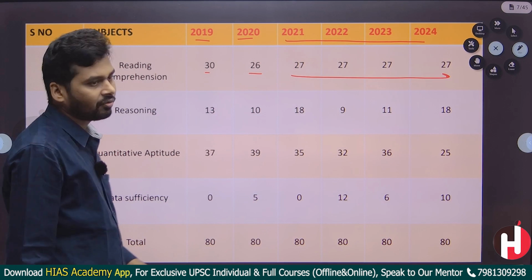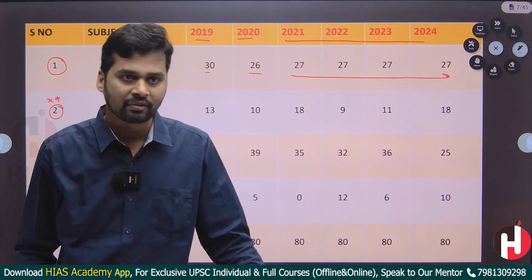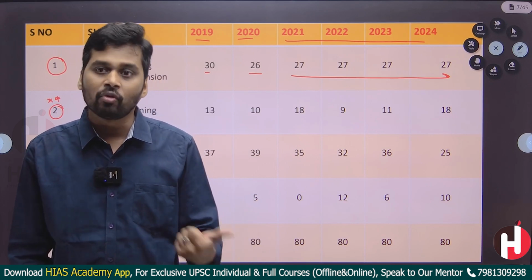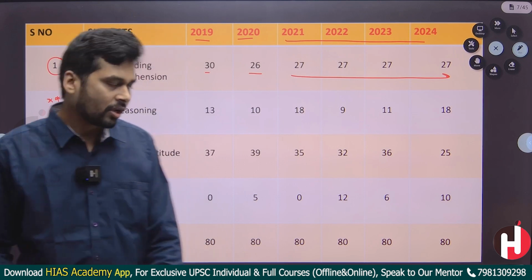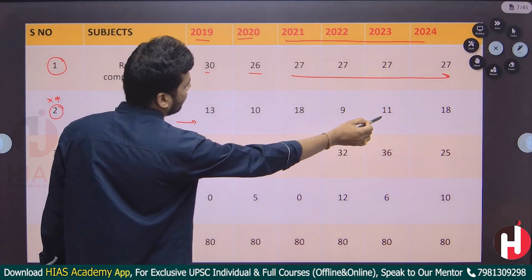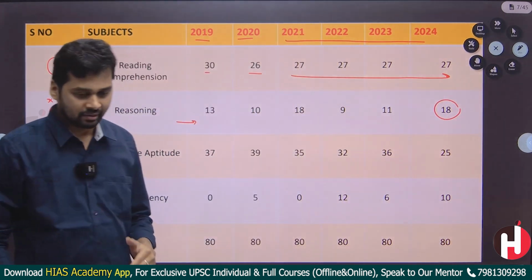So this is the favorite of all, reasoning, because you can score maximum from this reasoning. Reasoning topics are easy, so you can easily get more marks from the reasoning. So again, if you look at the weightage from 2019, this is 13, 10, 18, 9, 11, 18. And there is an interesting story about this CSAT part.